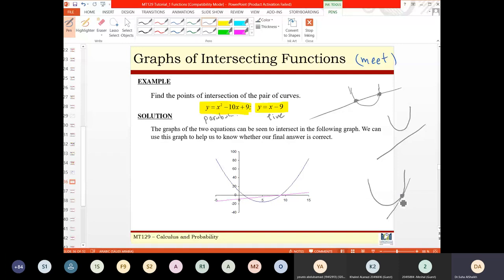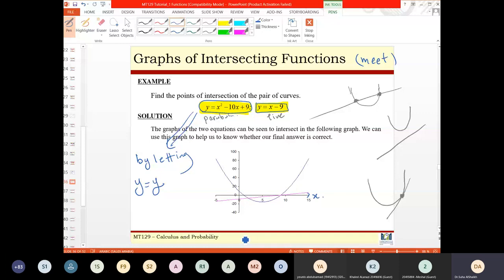How can I know? By solving this. Notice the 2 equations. It's y equal to x squared minus 10x plus 9 and another y that equals x minus 9. How to find the intersection? By letting y equal to y. If I let y equal to 0, I get the intersection with the x axis.